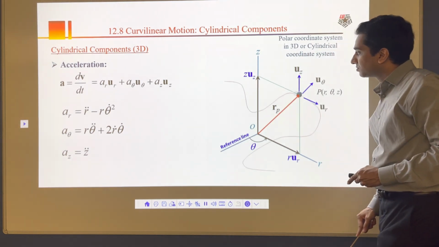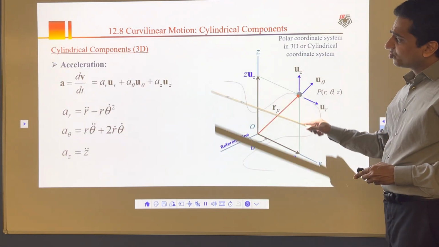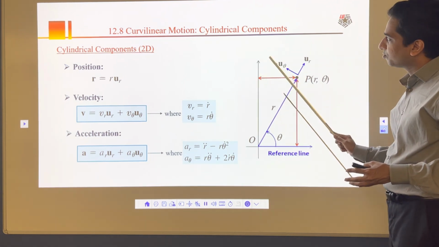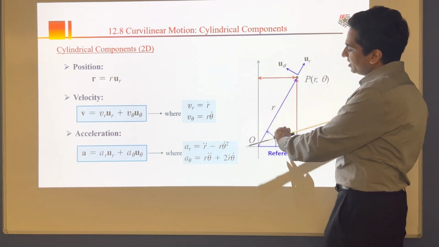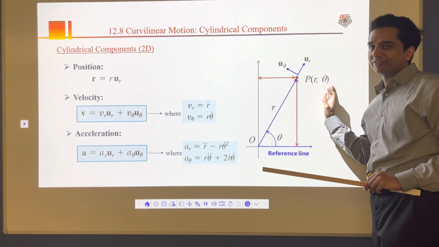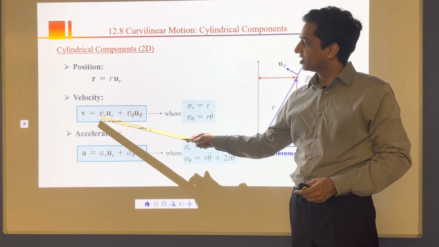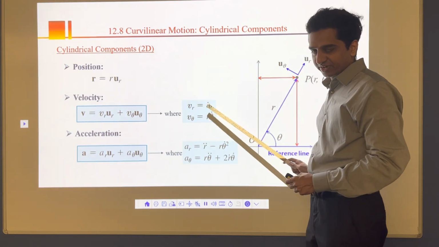So this one is in 3 dimensions. Most likely we are going to use 2-dimensional polar coordinates or cylindrical components. So in 2 dimensions we only have r and theta, we don't have to worry about z, and if that's the case, the velocity in 2 dimensions will become Vr ur plus V theta U theta, and these are the definitions.